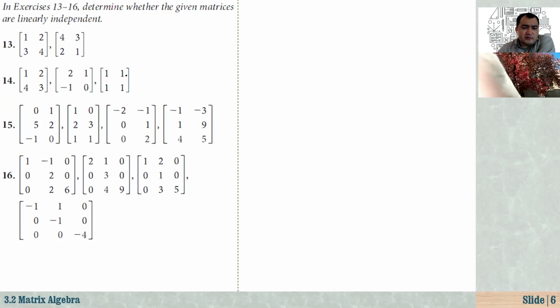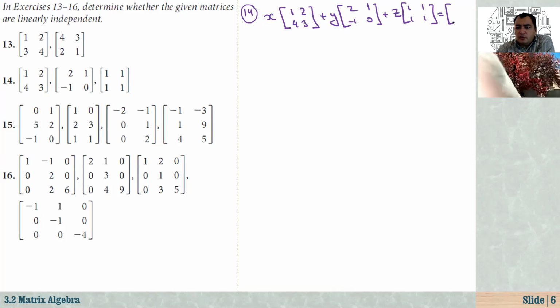To be linearly independent, let's do question 14. The only way that if I multiply the first matrix by X, the first one is [1, 2; 4, 3], plus Y times [2, 1; -1, 0], plus Z, the last one is [1, 1; 1, 1].